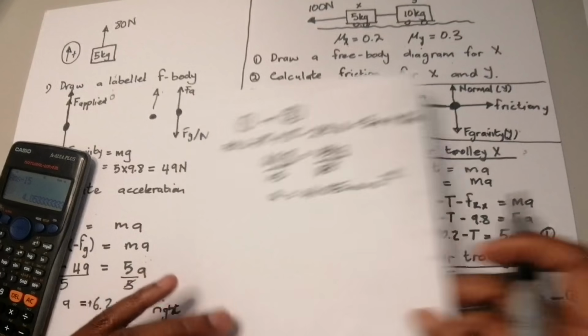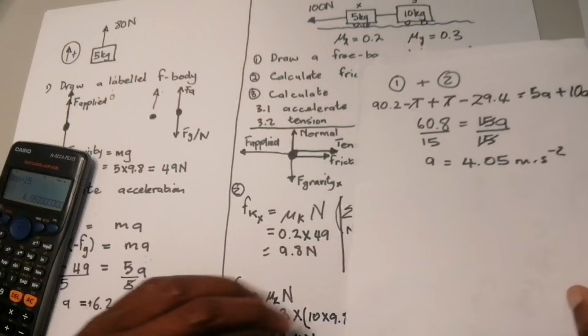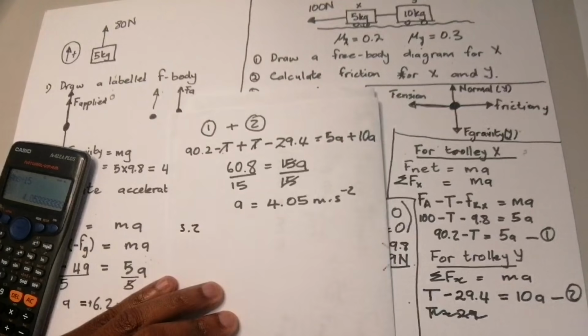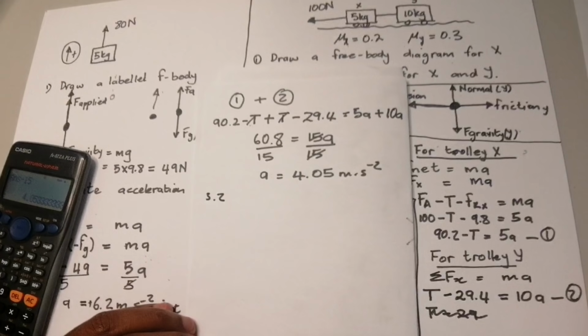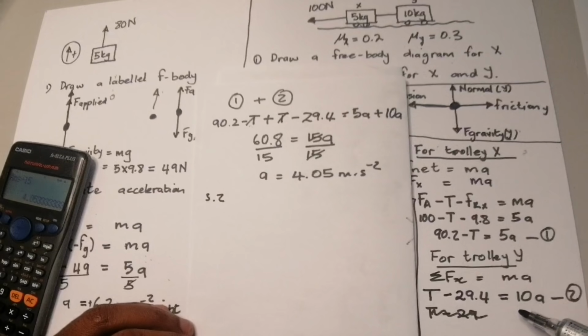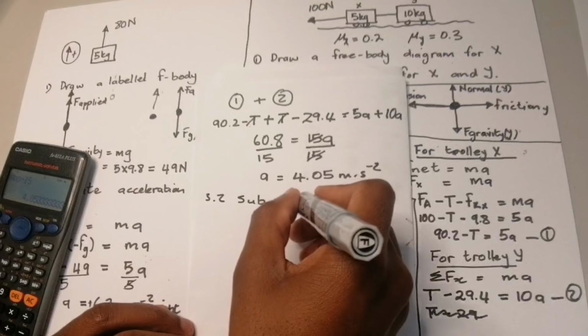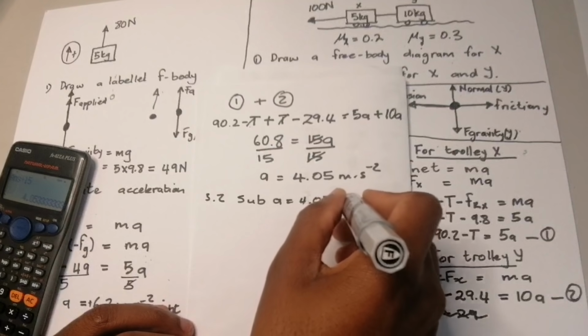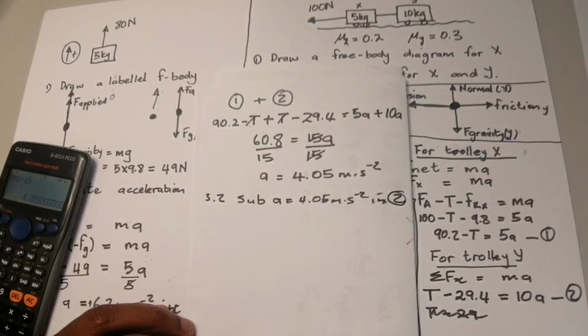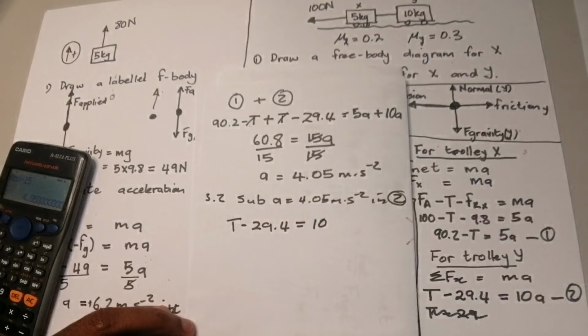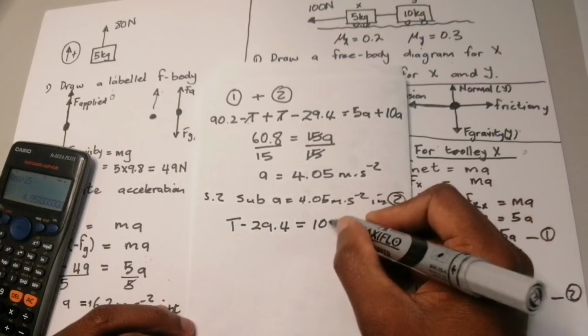Now, for the last question, question 3.2, they said we need to calculate the tension on the string. To get the tension on the string, what are we going to do? We simply are going to take one of the equations, and it doesn't matter which one, you should be able to get the same answer. Let me take equation 2. I'm going to substitute for the acceleration, which is 4.05 meters per second squared, in equation 2. So t minus 29.4 is equal to 10 times my acceleration a, which we said is 4.05.